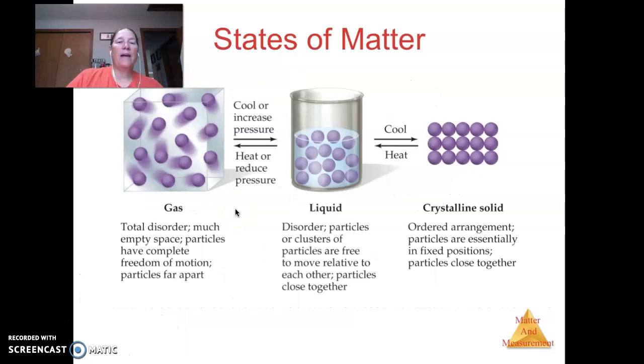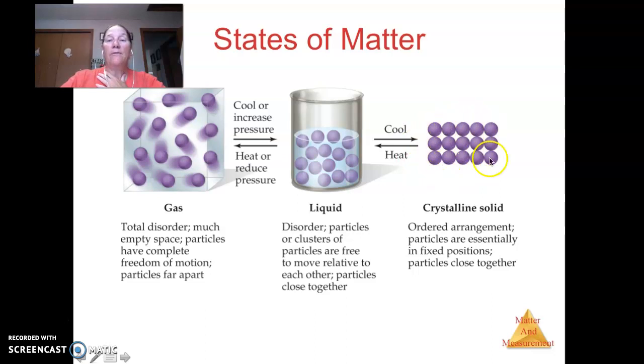Okay, so states of matter, you guys have probably talked about states of matter since you were in elementary school. Really, when we talk about states of matter, we talk about the particles and how close they are. They determine a lot about what they call the phase that they're in. When we're talking about particles, we're talking about either atoms or molecules.